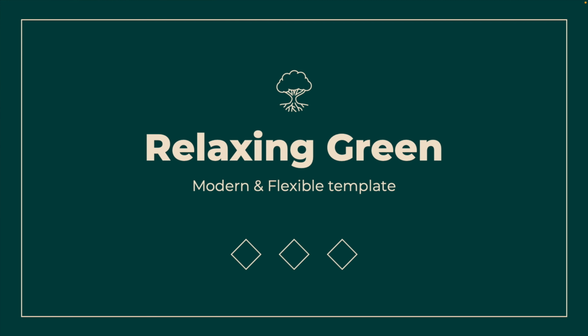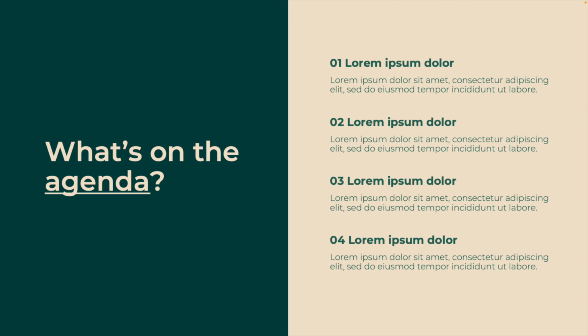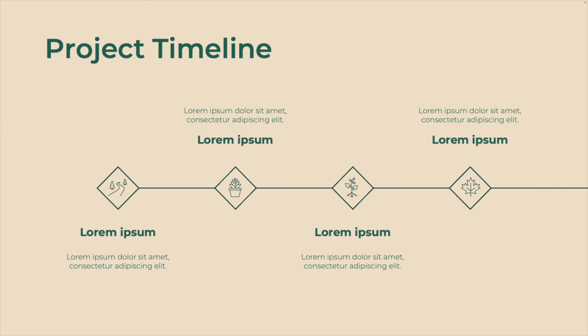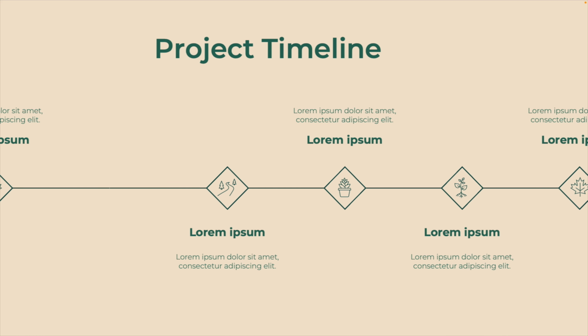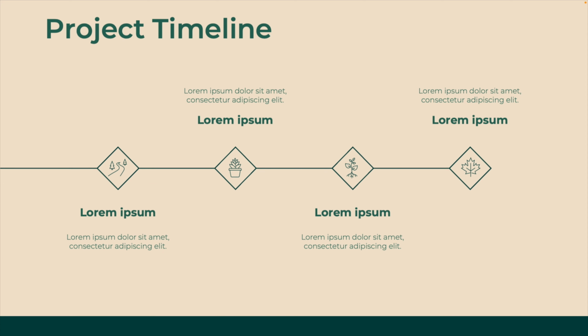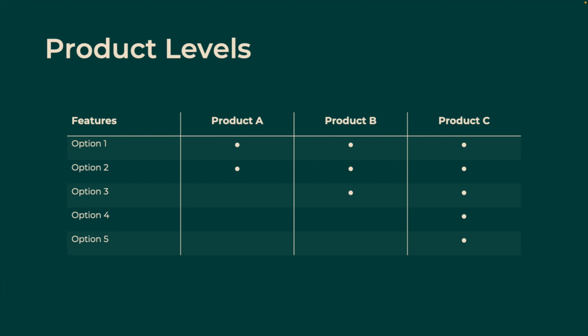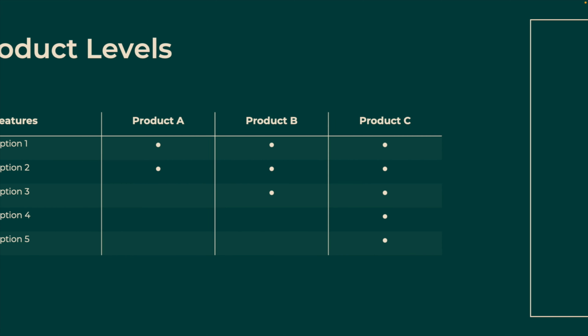So in today's tutorial, we've learned how to make this relaxing green template, or at least the first few slides of it, with a nice title slide, connection to the agenda slide of the presentation with some bullet points, moving on to a timeline, where if we want more information, we can easily connect it to the next part of the timeline. As a next slide, we have the SWOT analysis with 4 different parts and a nice visual, as well as a products level slide, where we show the different options and availabilities of products, and then eventually the thank you slide or the closing slide.